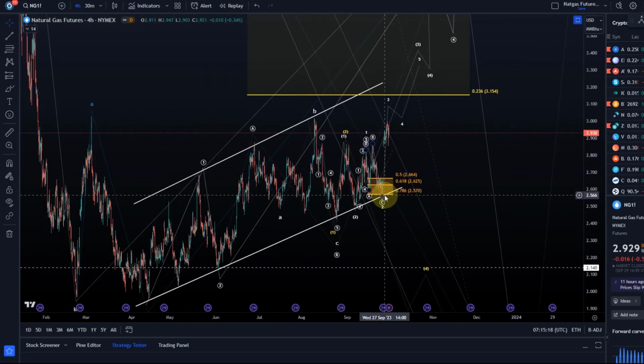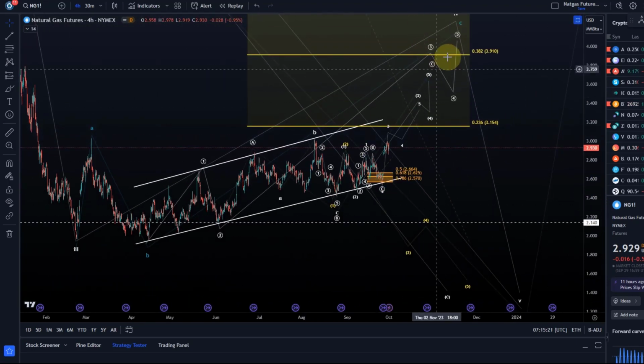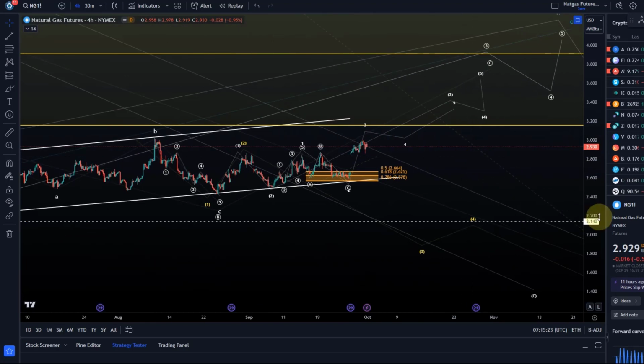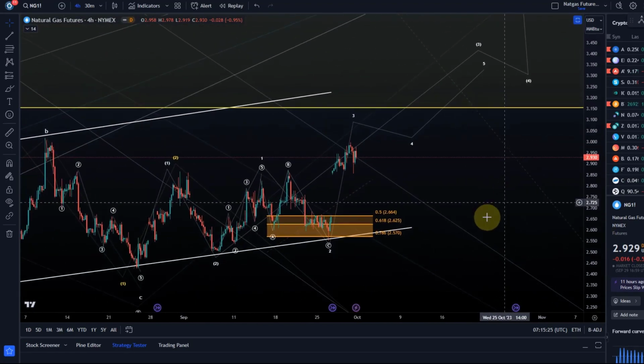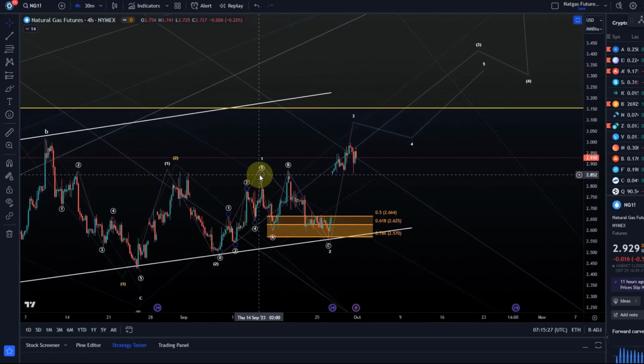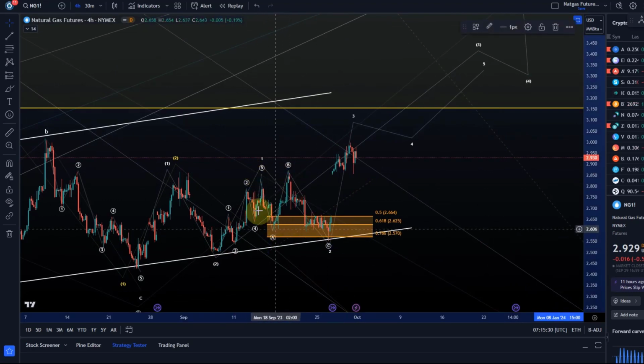At the moment, the assumption is that in this ending diagonal, as you can see, there is still a little bit of movement to do. In previous videos, we highlighted here that we could count a potential 5-wave move up and 3 waves down, A, B, C. I gave you a so-called opportunity area, trend reversal area.